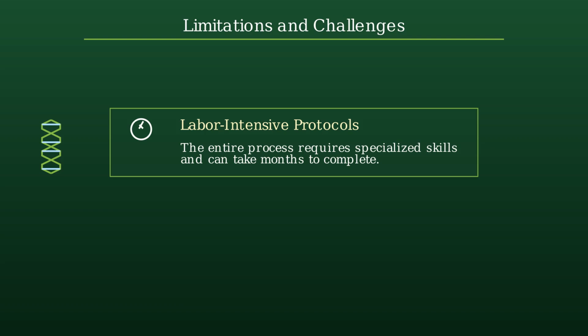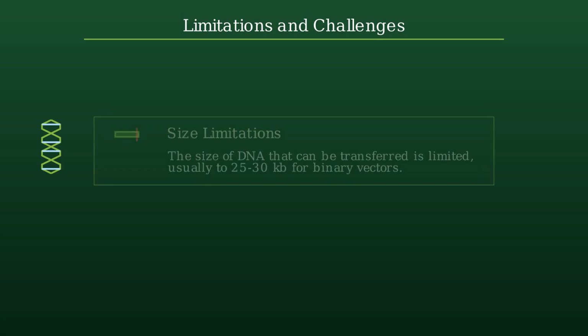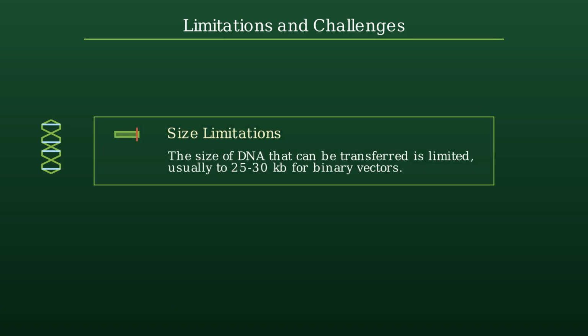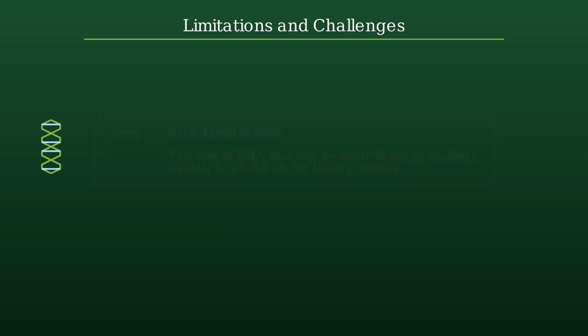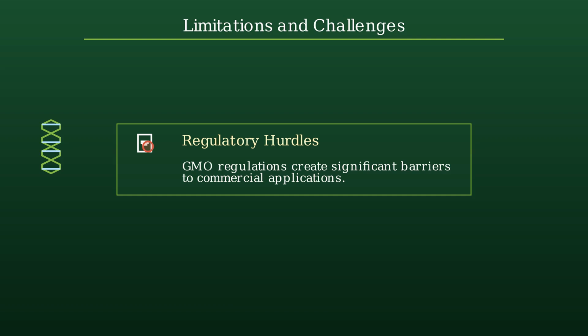Agrobacterium-mediated transformation protocols are time-consuming and require specialized skills and equipment. There are physical limitations to the size of DNA that can be transferred, typically between 25 and 30 kilobases for binary vectors. Regulatory frameworks for genetically modified organisms create significant hurdles for commercial applications of this technology.